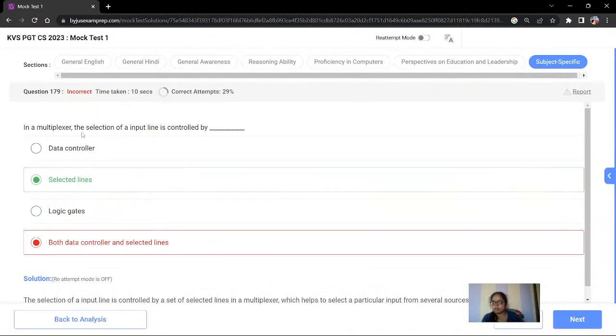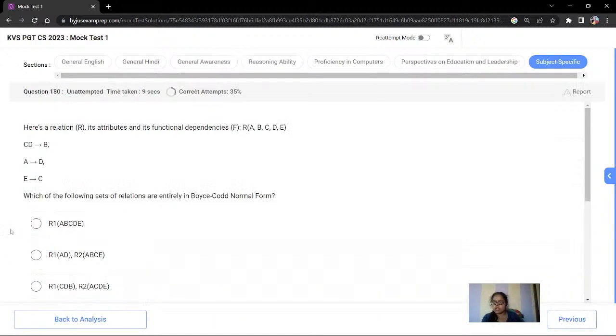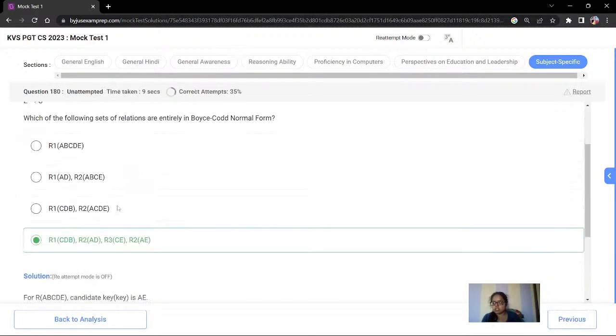Next, in a multiplexer, the selection of the input line is controlled by the select line. Selection of the input line is controlled by the select line, not by the data controller. Next, last question. See, this is the answer.